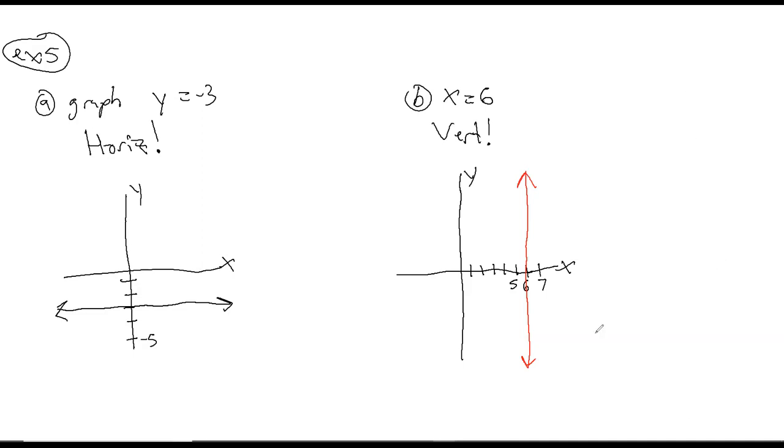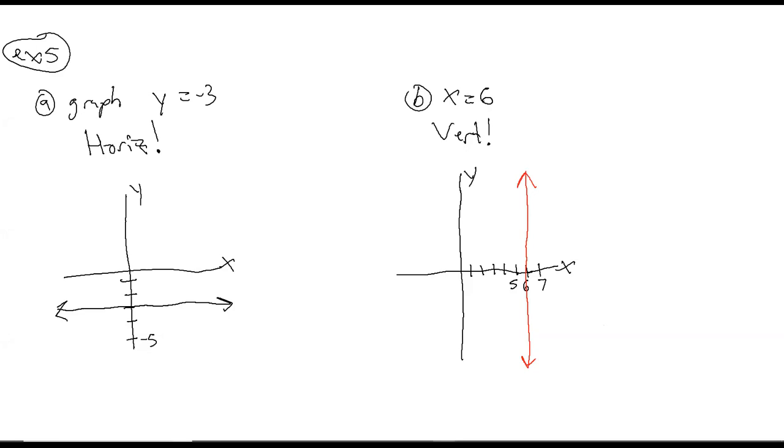So in 2.3, we talked about how to find slope based on 2 points. We talked about how to find an equation of a line given either a point and a slope or 2 points. And we talked about the multiple ways to graph lines, as well as some special cases of lines.